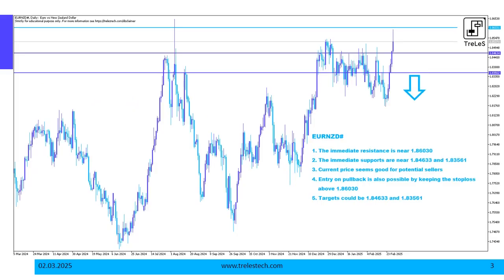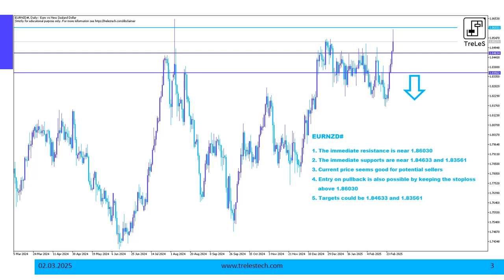The second chart presents EURNZD. Currently, the immediate resistance is near 1.86030, while the immediate support level is around 1.83561. Given the price action, this level looks favorable for potential sellers.